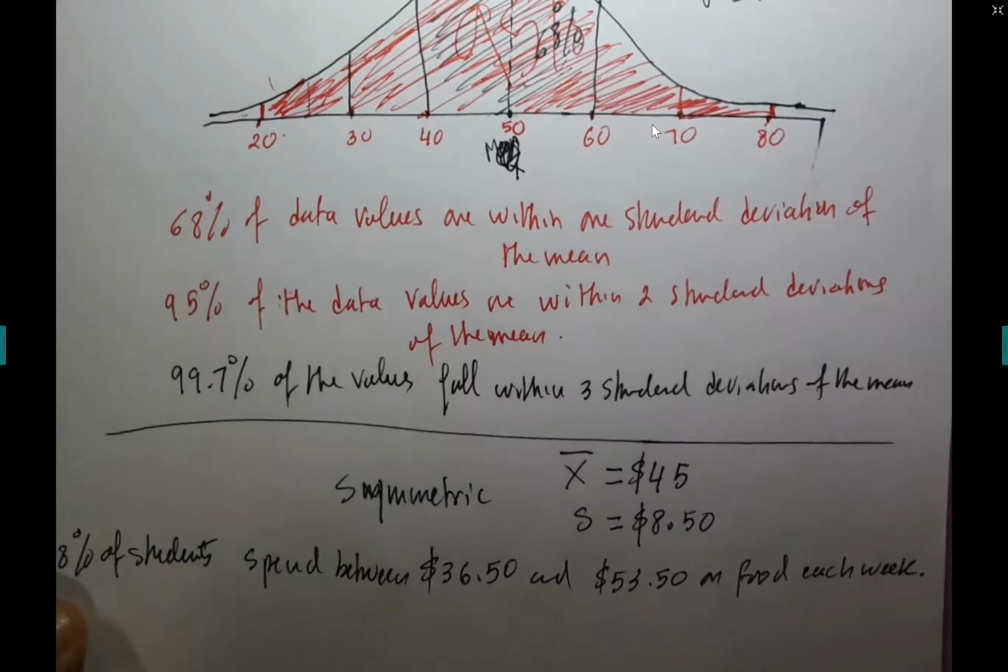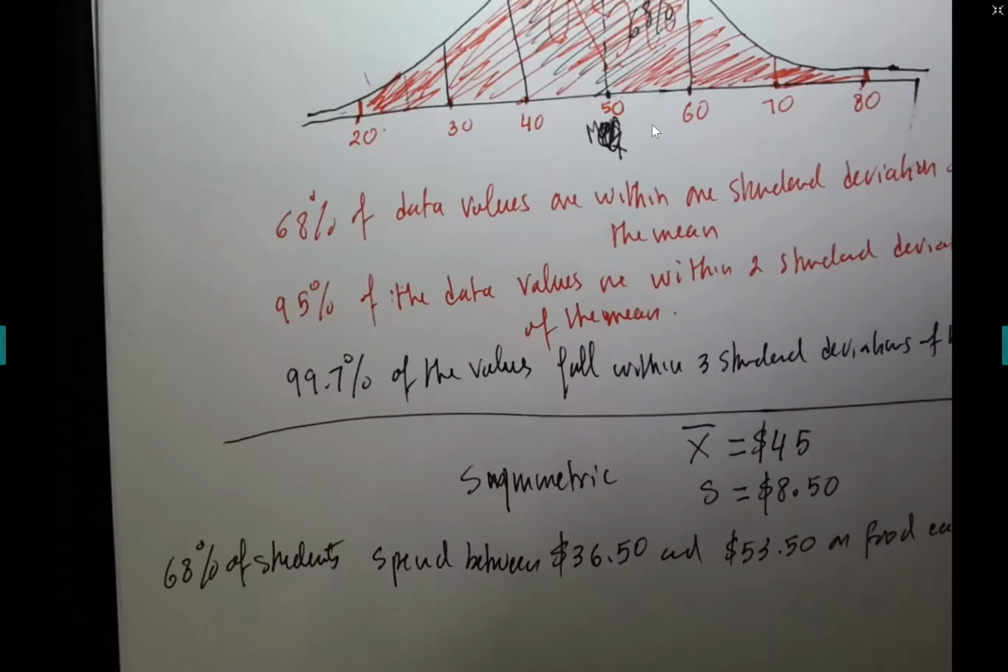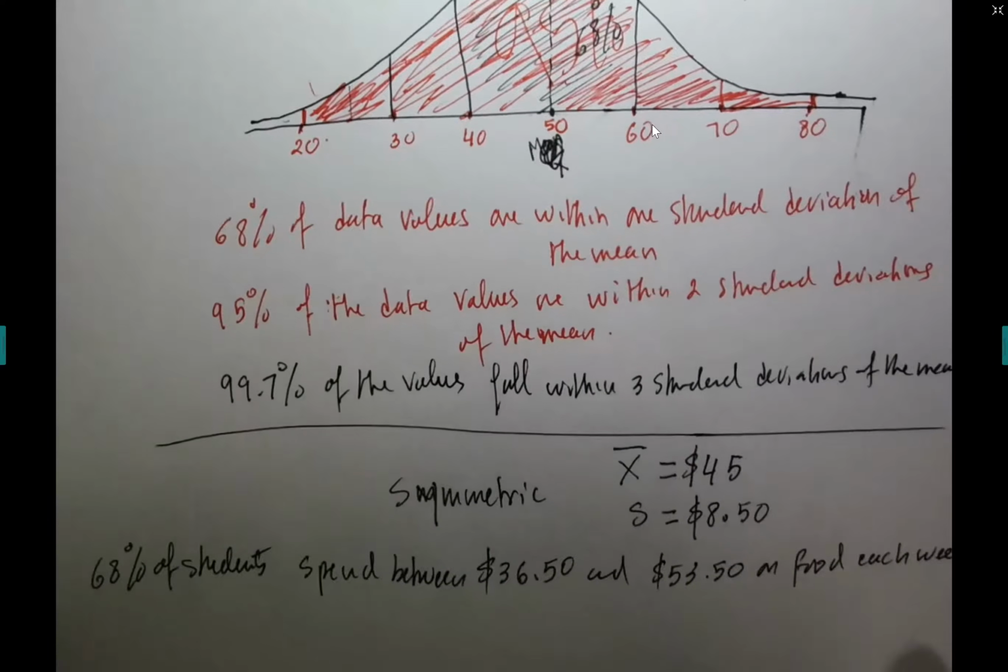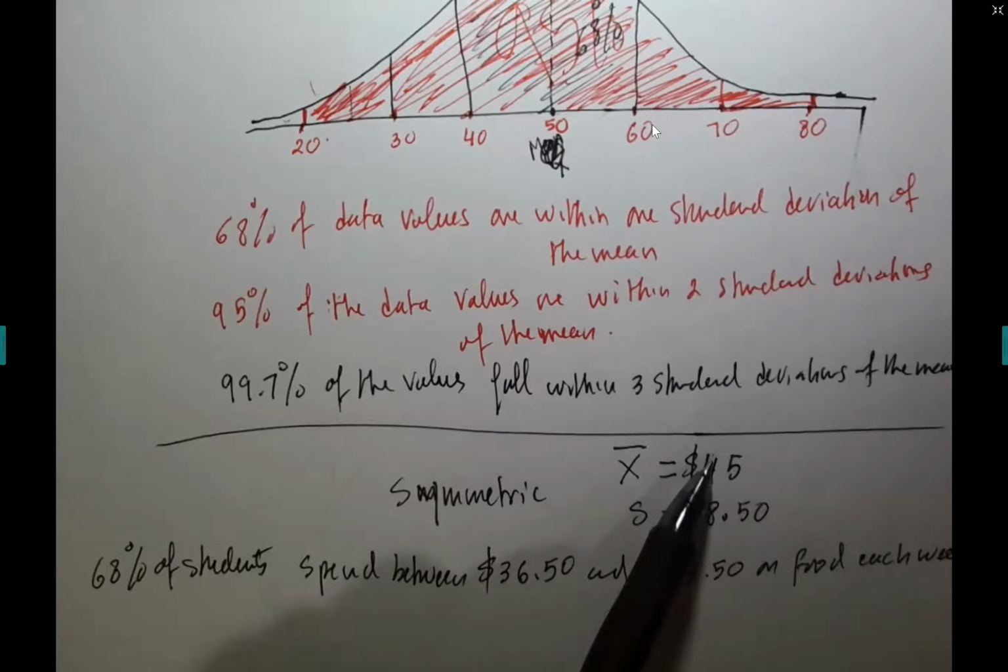Where did I get the 68%, guys, from? I didn't make it up. I just added one standard deviation and subtracted one standard deviation. Added 8.5 and subtracted 8.5.